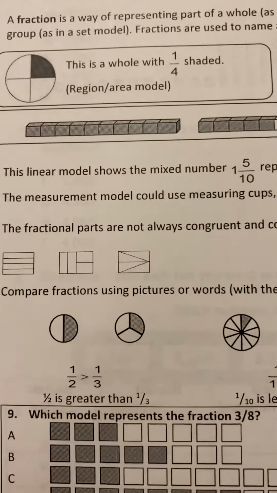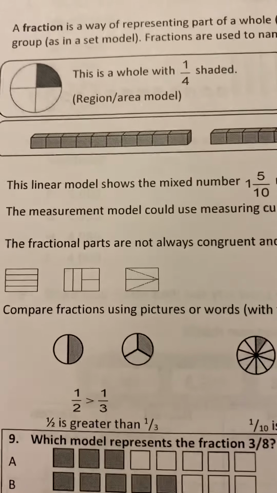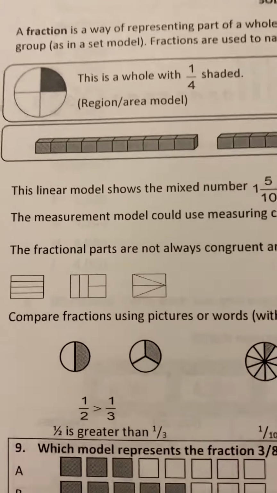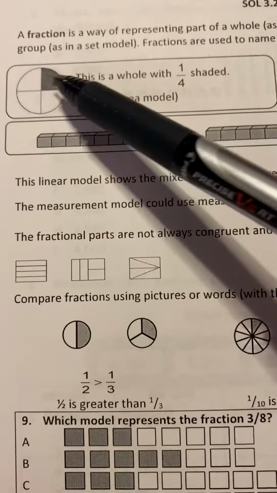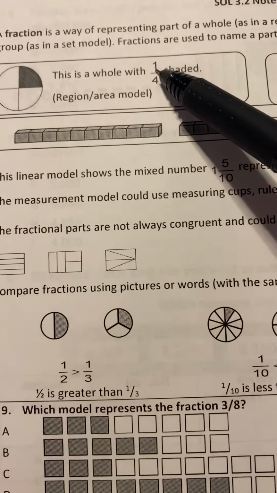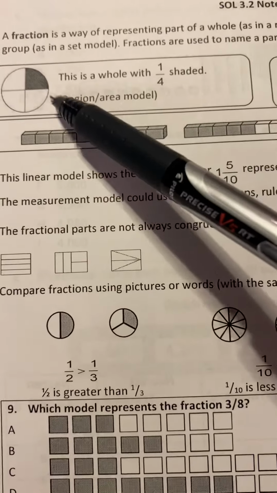So this shows the whole. This is a whole with 1/4 shaded. And we know that because the 4 is the denominator, which is how many parts there are. And the numerator, which is the number on top, is the shaded area.